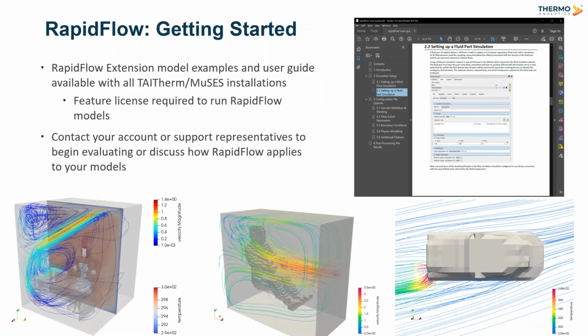If you're interested in getting started with RapidFlow, materials such as the user guide and simple example models that are shown on this slide are part of all recent installations of TAITherm. The extension is feature licensed, so to be able to run a model, you will need a feature license in place. But you can work with any of your typical account or support representatives to get that up and running for an evaluation or ask further questions about how that applies to what you're working on.